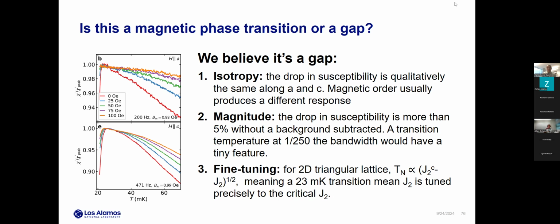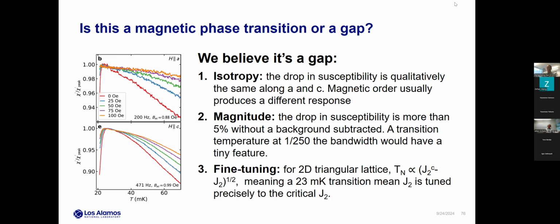The first is the isotropy. The drop in susceptibility is qualitatively the same along the A direction and along the C direction. Magnetic order, antiferromagnetic order, usually produces a different response depending on what direction of the field you use. The second reason is magnitude. The drop in susceptibility is more than 5% of the value, and this is without a background subtraction, which is pretty tricky to do in this particular machine.